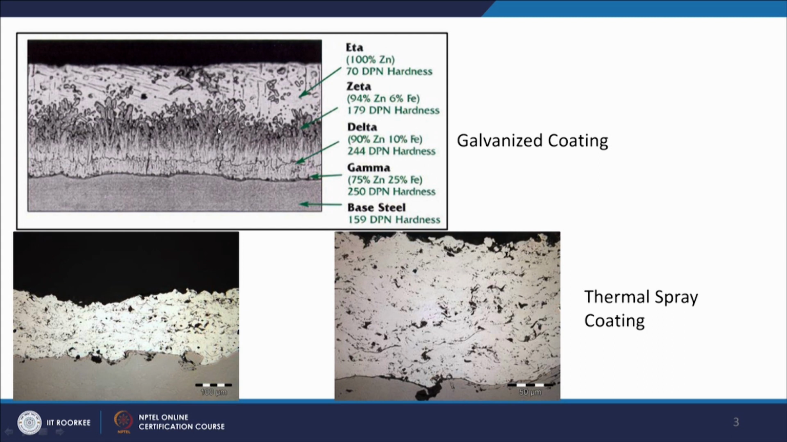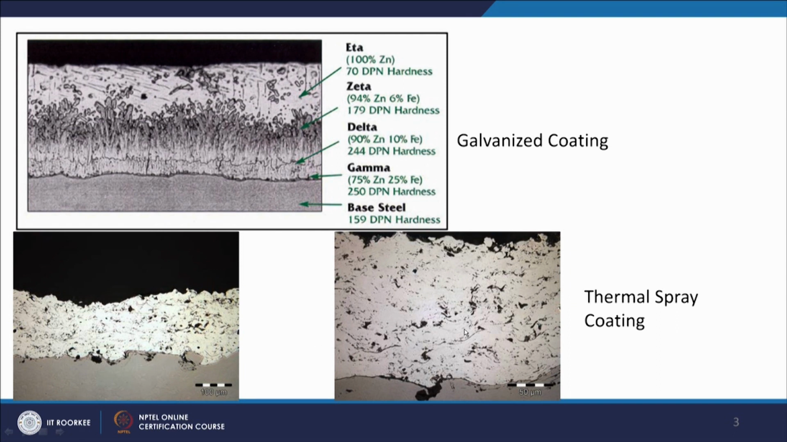So, here some kind of metallurgical bond is created. If we compare galvanizing with the thermal spray coating processes, we can see there is a clear interface and no such compounds are formed at the interface, although sometimes some of the elements get diffused into the substrate and some compounds are formed, but here it is more of a metallurgical bond.